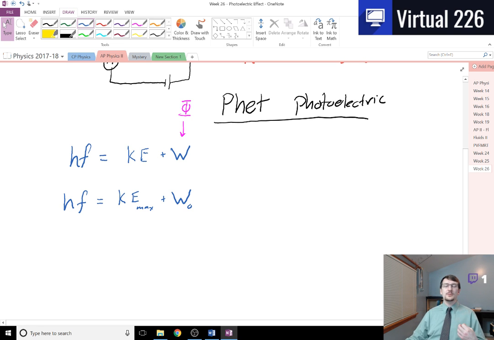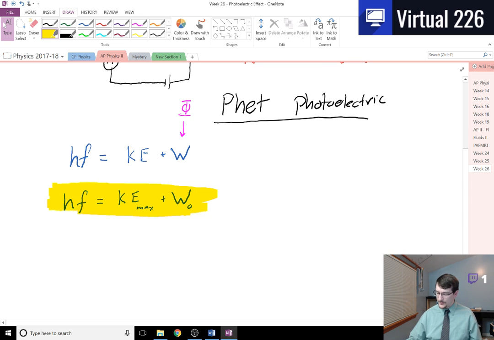It's the minimum amount of work required to remove an electron and bring it across the plate. So if you've used the minimum work to remove the electron, then the rest of your energy is going into kinetic energy to move the electron itself. Okay? So this is a very, very important equation for the photoelectric effect.